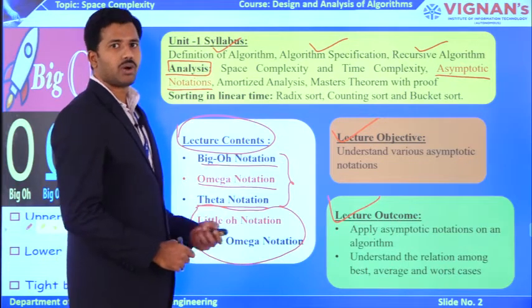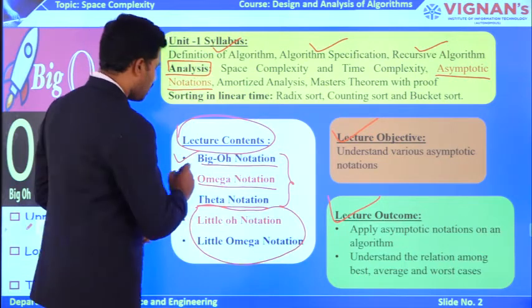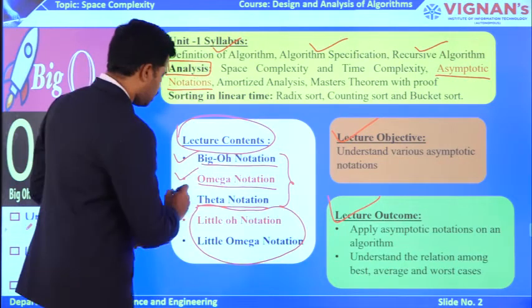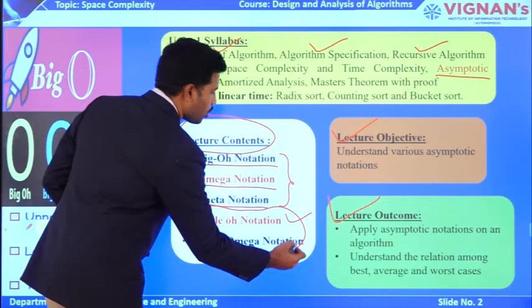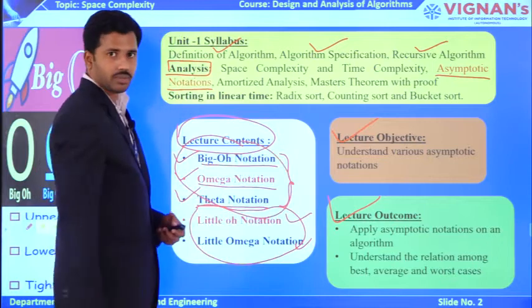Now try to focus on how to understand the big O, the omega and the theta. The remaining 2 notations will be very easy if you understand the first 3 notations.